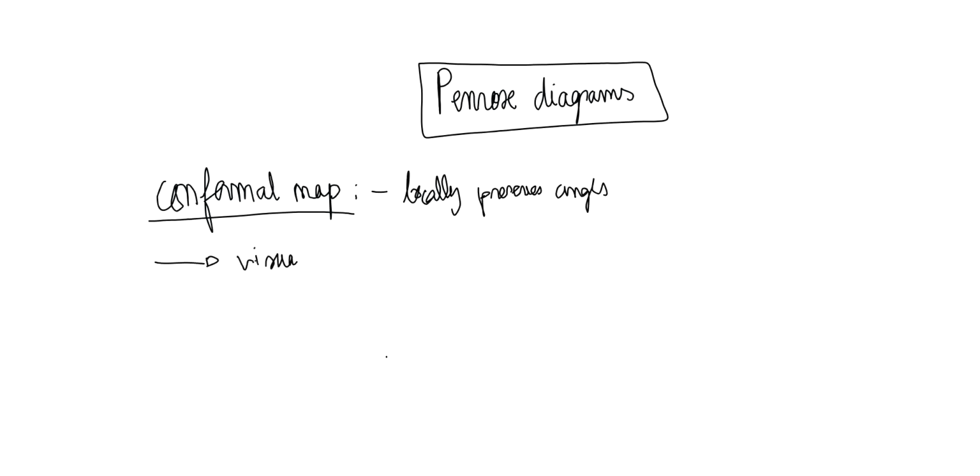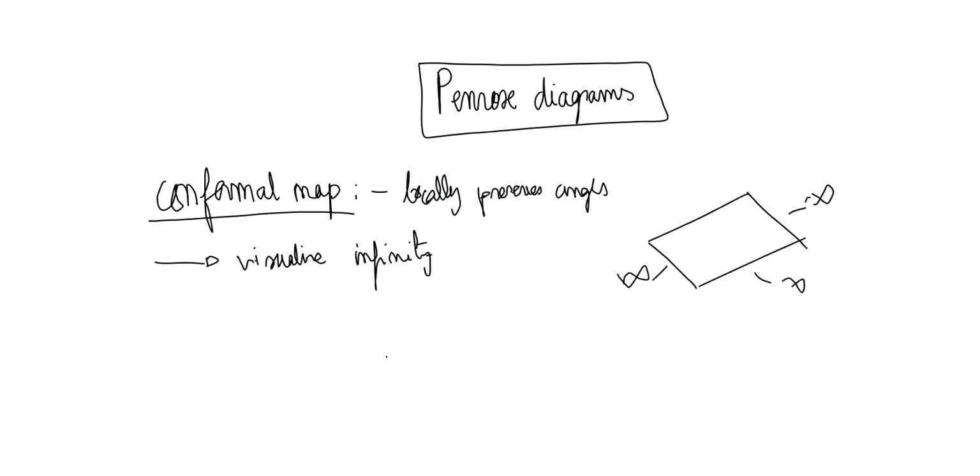infinity because we're mapping infinity to a finite point. So an example of a conformal map: if I take a conformal map of an infinite spread sheet of paper, it will be mapped to a single point.